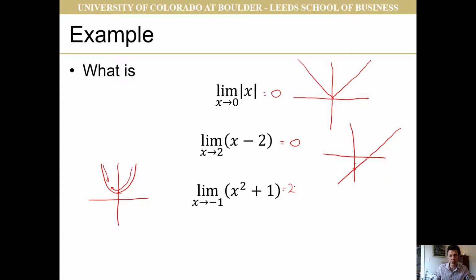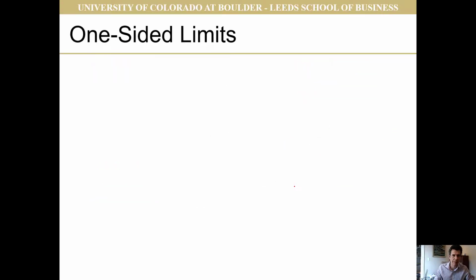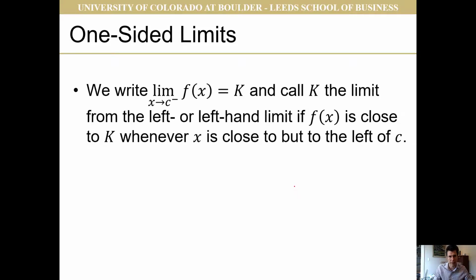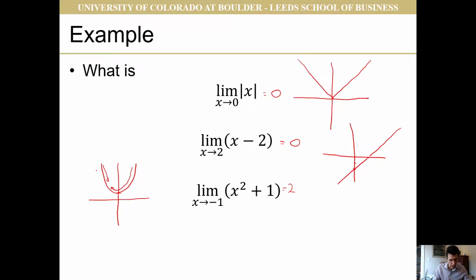Now, all of these examples, as I've described them, introduce the concept of a limit from the left and a limit from the right. So we call these one-sided limits. And we write the limit as x goes to c with a minus sign written a little bit above the c. So that means the limit from the left. The limit of f of x equals k if f of x is close to k whenever x is close to, but to the left of c. So this limit is, in my previous picture, as we approach from the left.